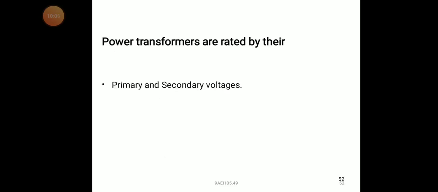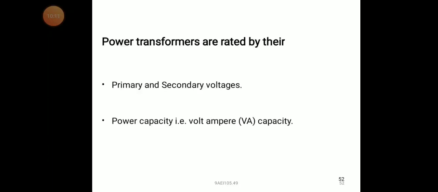Now next we discuss another type of transformer, the power transformer. Power transformers are rated by their primary and secondary voltages and power capacity, that is, volt-ampere capacity.